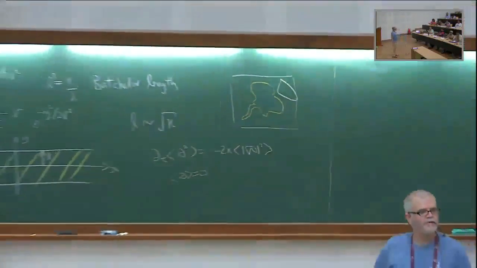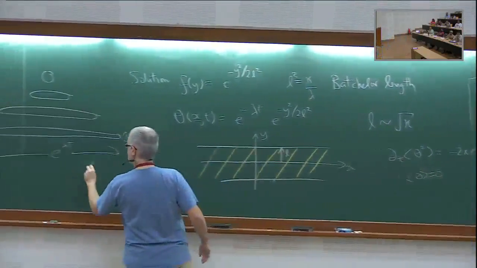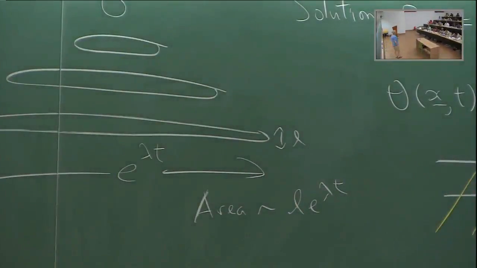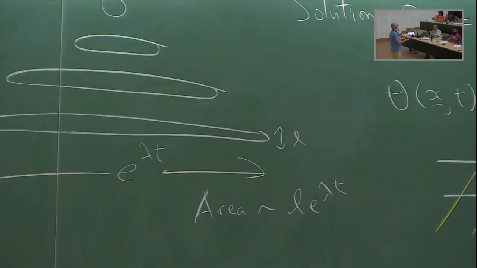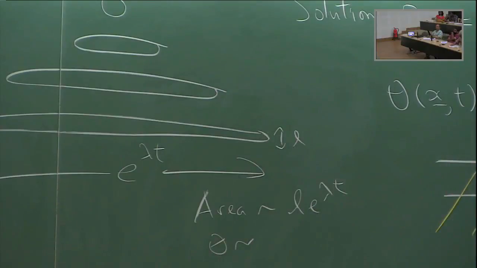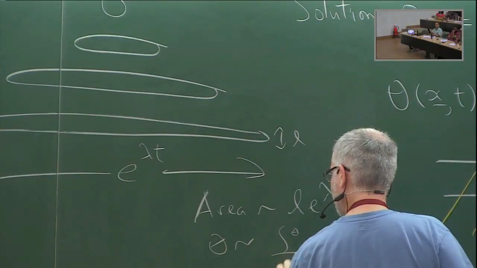So therefore, the area of the patch is of order e to the lambda t, because it's L e to the lambda t. Now, what is the total amount of theta, of concentration, on the patch? Well, neither advection nor diffusion creates or destroys the concentration field. So in fact, the total amount of theta is fixed on the patch. So the concentration at a point then should be equal to the total amount of theta divided by the area.